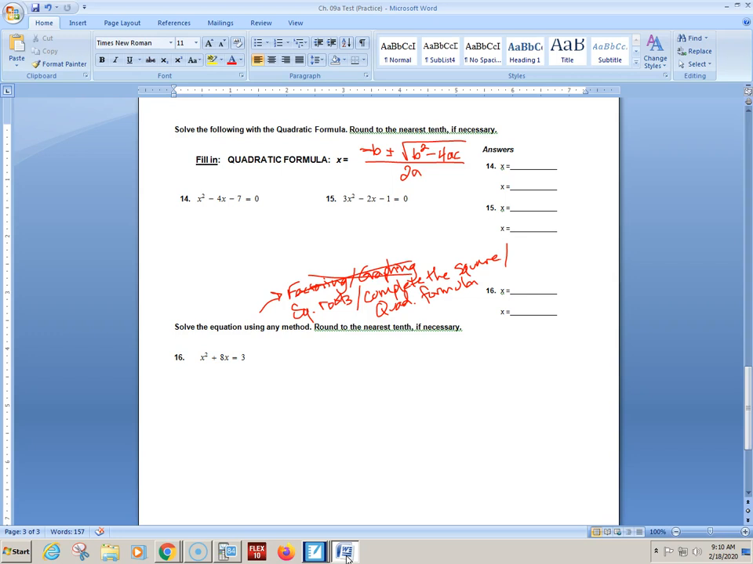X method, square root, complete the square. We could try X method. If we were to try X method, we would still need to get everything to one side, so I would need to subtract that 3 over standard form. X method means standard form. Is there anything that multiplies to be -3 and adds to be 8?